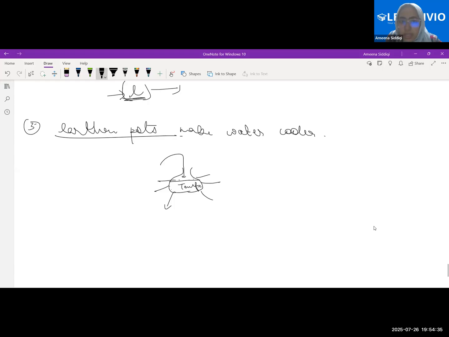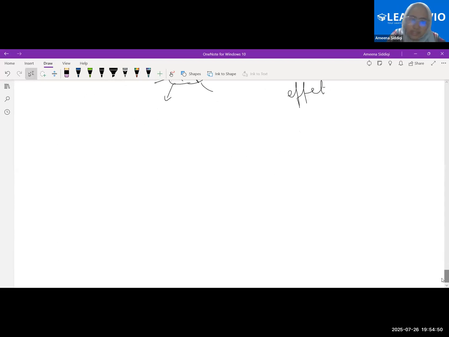Okay. So the temperature of this water decreases. Obviously, the water will experience a cooling effect. Is it clear, bachcho? Yes, ma'am. Fine. What's the next example?